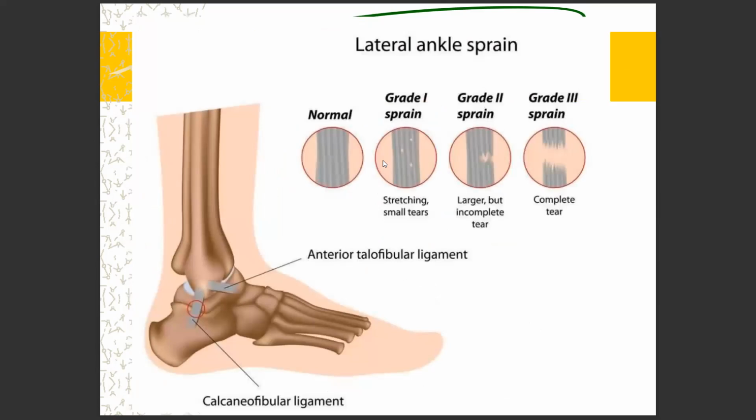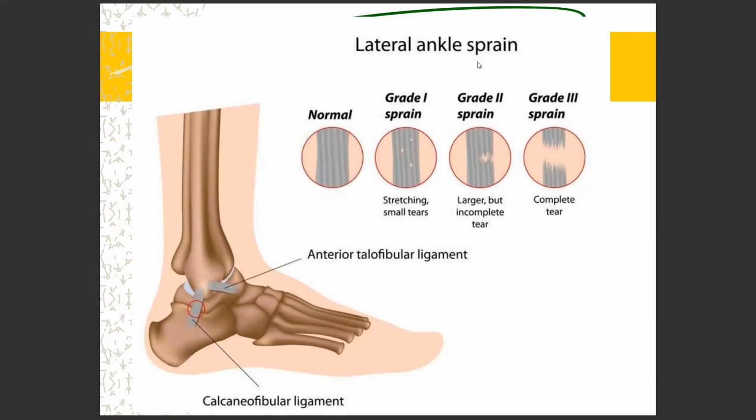So these are the grades. We can say that the stages are the severity of the sprain. One is known as grade 1, grade 2, and grade 3. There is no tear at grade 1. There is just overstretching and a very minute microscopic tear, which we can't consider as a tear of those ligaments.